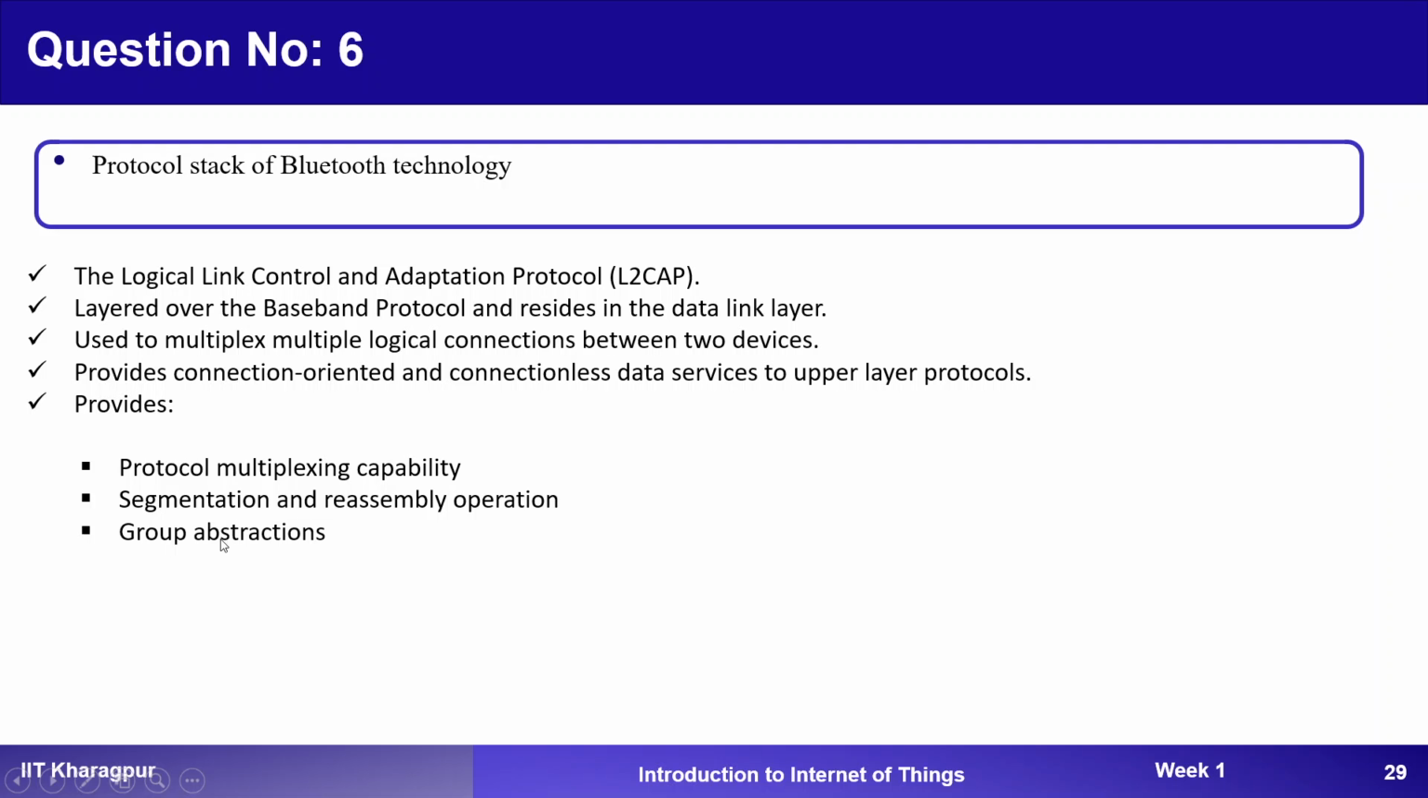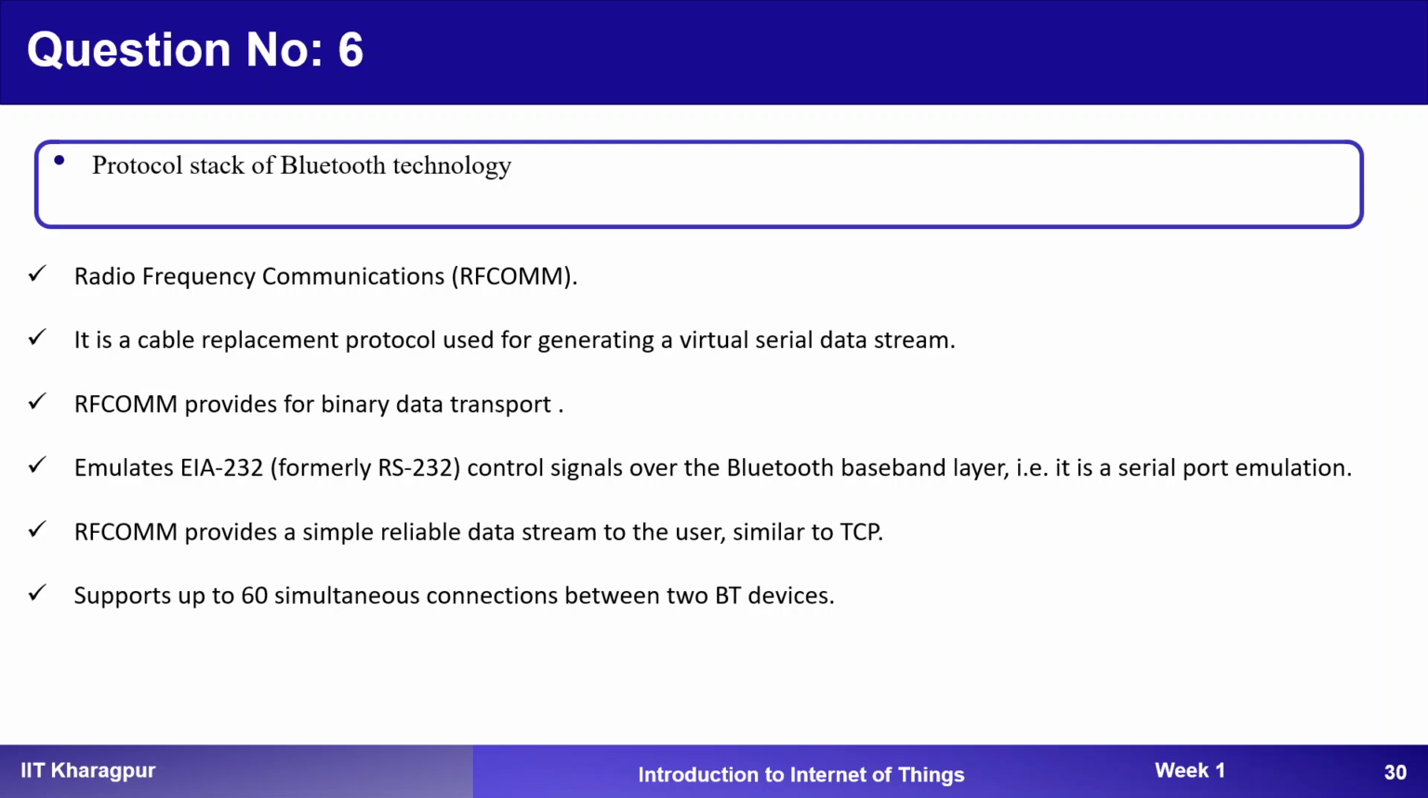Now RFCOMM. RFCOMM stands for radio frequency communication. It is a cable replacement protocol used for generating a virtual serial data stream. It provides binary data transport and emulates control signals over the Bluetooth baseband layer. It also provides reliable data streaming and supports 60 connections simultaneously.